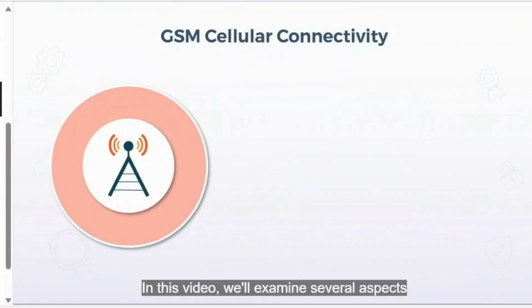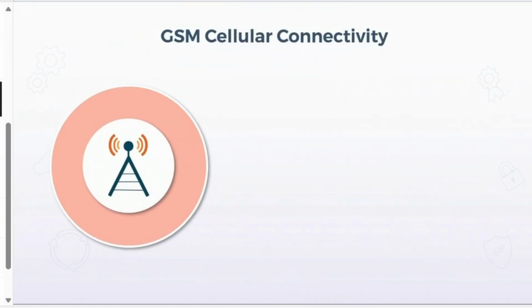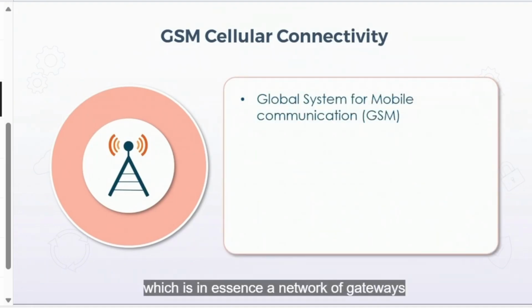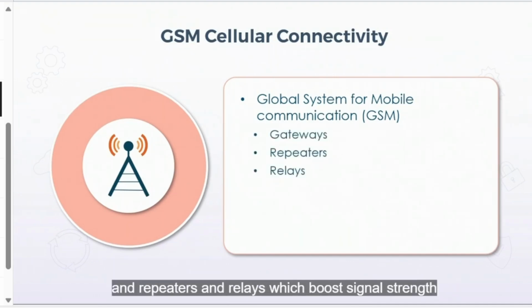In this video, we'll examine several aspects of the wireless and cellular data networks available for your mobile devices, beginning with the GSM, or Global System for Mobile Communications, which is in essence a network of gateways which allow access to the network, and repeaters and relays which boost signal strength and pass communications along the network.